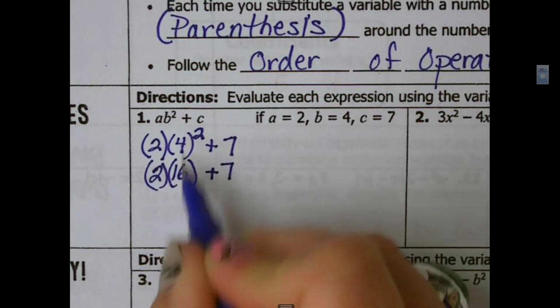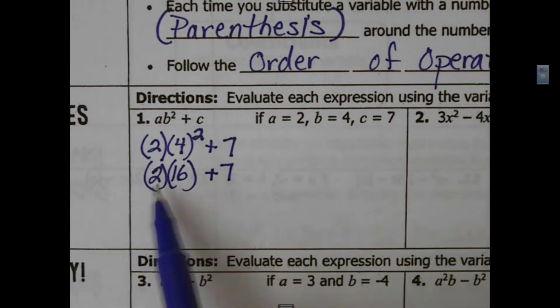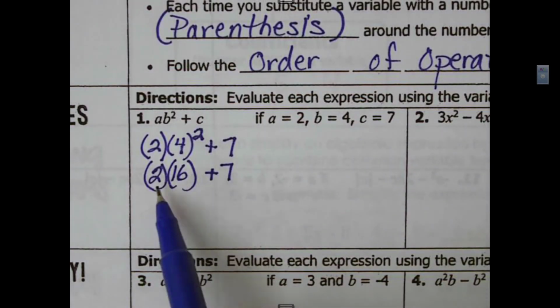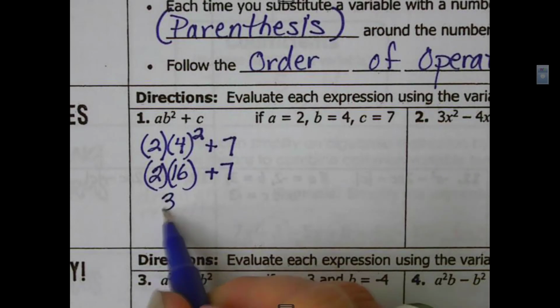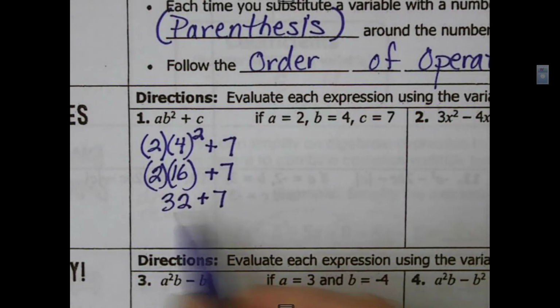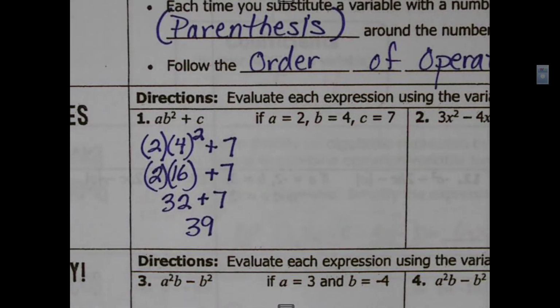So I just did one part of the simplifying so far. Okay, now we look from left to right. I have multiplication, so I'm going to take care of that next. 2 times 16 is 32. And now I can finally get my answer. We're down to just one step here. So 39 would be the value for this particular expression.